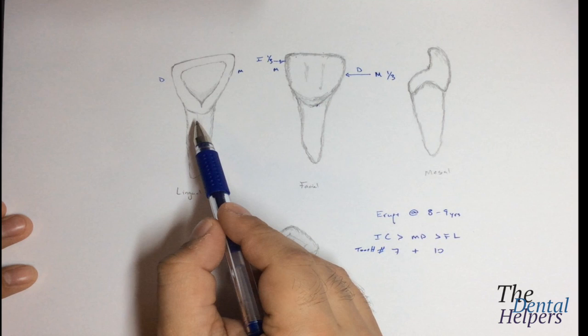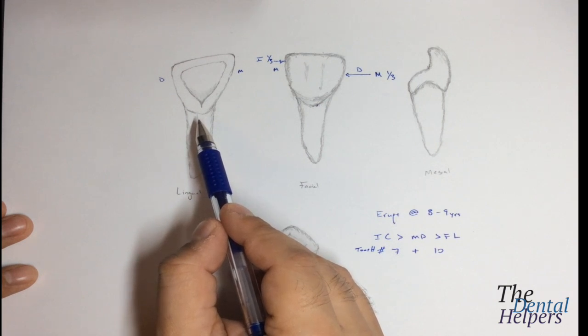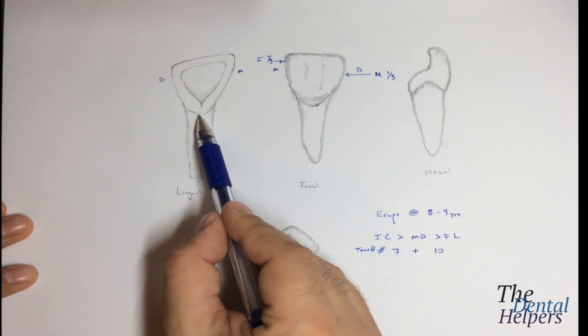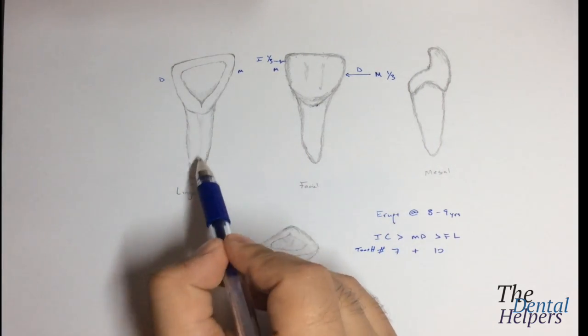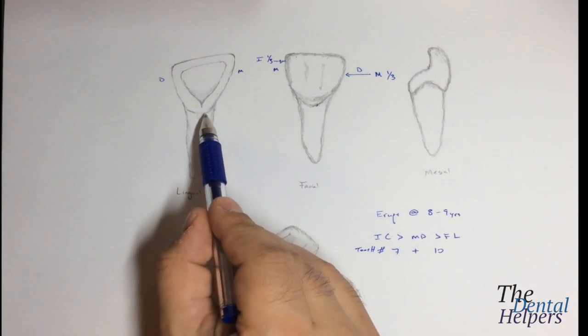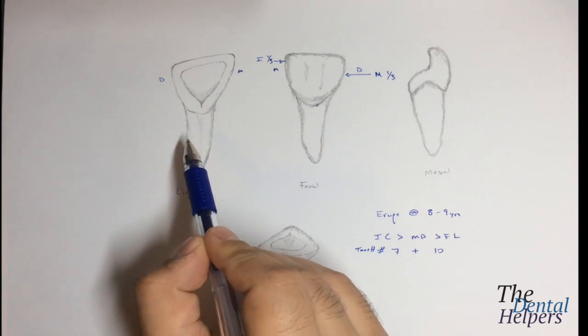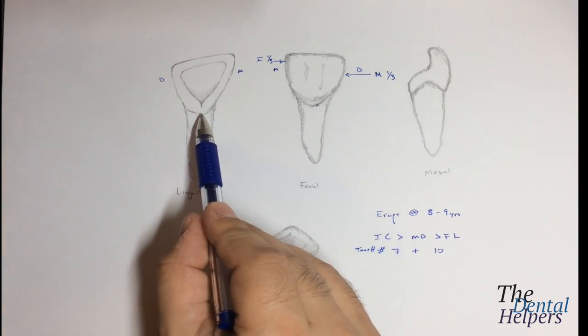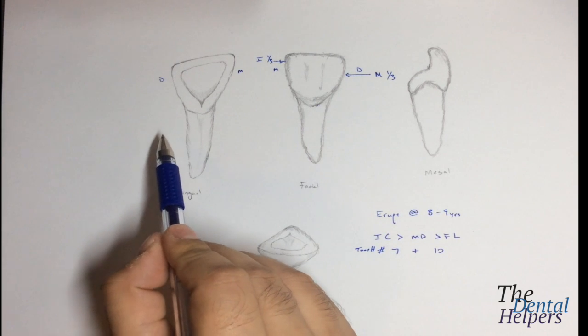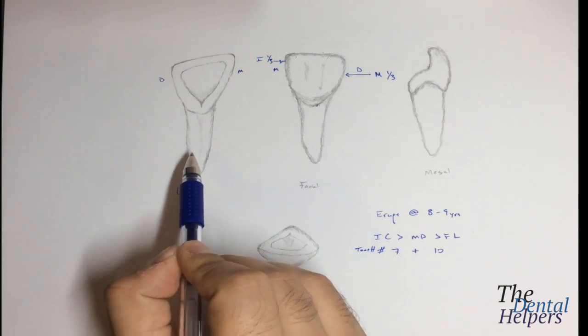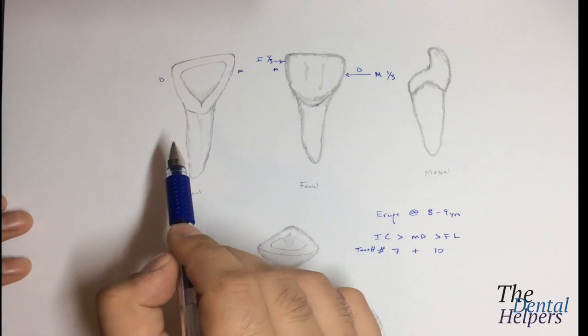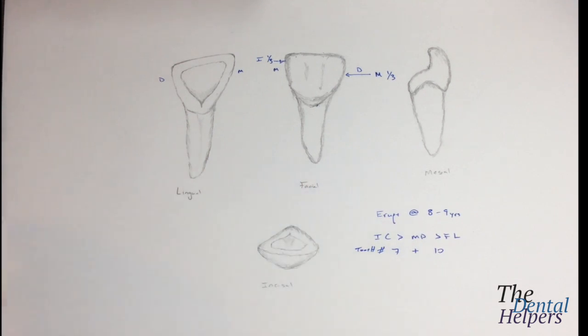Now when we're comparing the cingulum to the maxillary central incisor, you notice that the cingulum is right in line with the root axis, so it's centered with the root axis, it's not distal. So recall that the maxillary central incisor had a distal placed cingulum, while the maxillary lateral incisor is going to be centered. So keep that in mind.